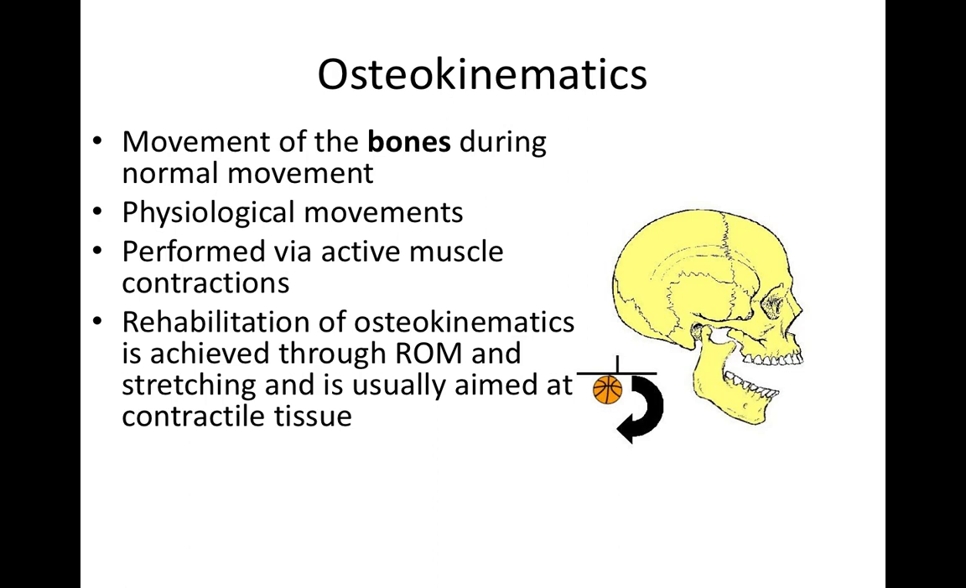Another concept that was discussed at length in the fall in movement science was osteokinematic and arthrokinematic movement. As a review, osteokinematic movement is movement of the bones during normal movement. It's the physiological movement, and it's typically performed via active muscle contraction. So rehabilitation or intervention directed at osteokinematics is typically achieved through range of motion and stretching. And this is primarily aimed at the contractile tissue. So in Foundations of Intervention 2, we got used to using this as an intervention through passive range of motion, active assistive range of motion, and also muscle lengthening techniques.